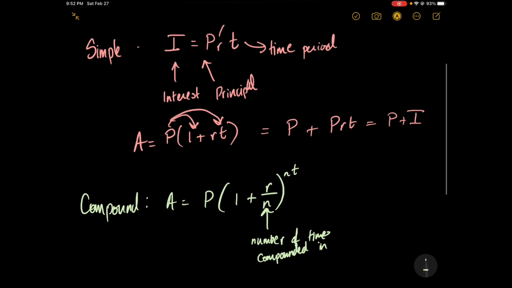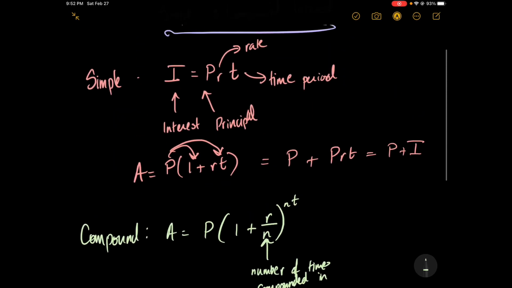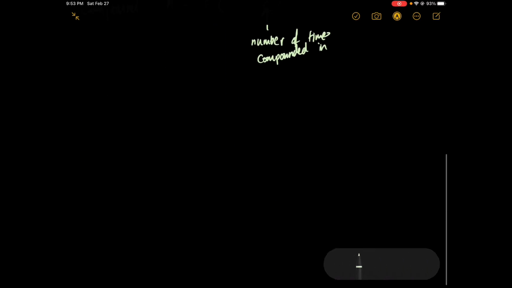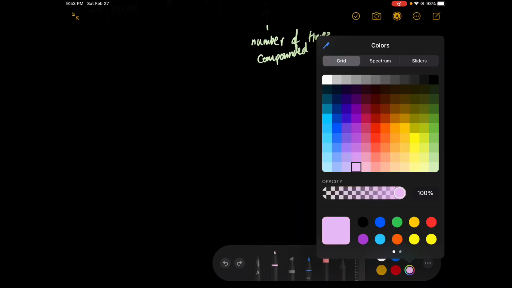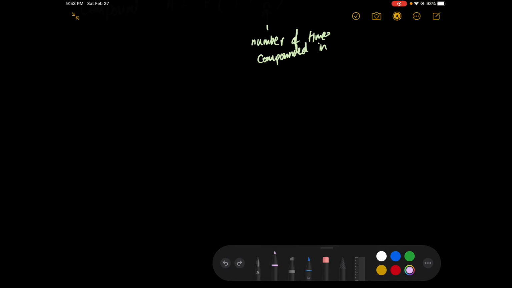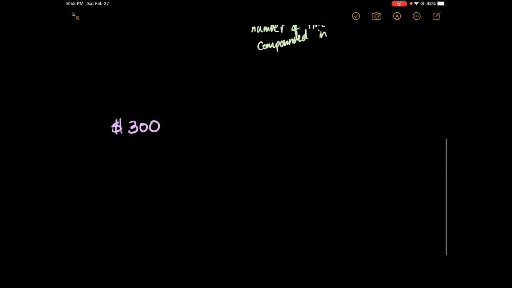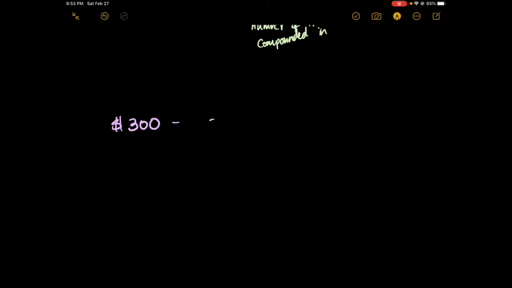Alright, let's try working out a quick practice problem for both of these scenarios. Let's say that one of your friends asks to borrow $300 and he agrees to repay it in exactly 30 days. So $300, and he's agreeing to repay it in exactly 30 days.